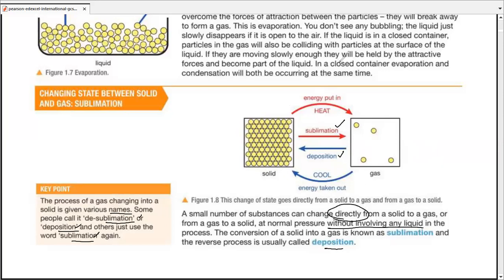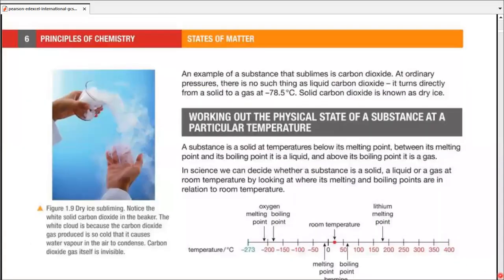This occurs to very specific components in your syllabus, and actually, according to your syllabus, we only give you 4 examples. For example, a couple of examples are present over here. An example of a substance that sublimes is carbon dioxide. At ordinary pressure, there is no such thing as liquid carbon dioxide. It turns directly from solid to a gas at minus 78.5 degrees centigrade.